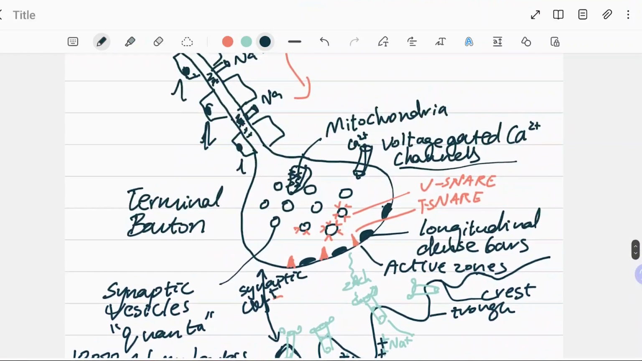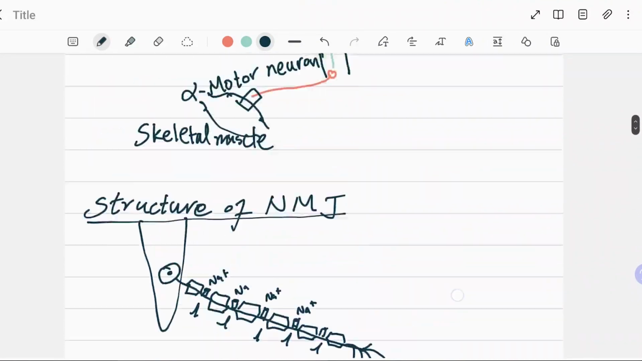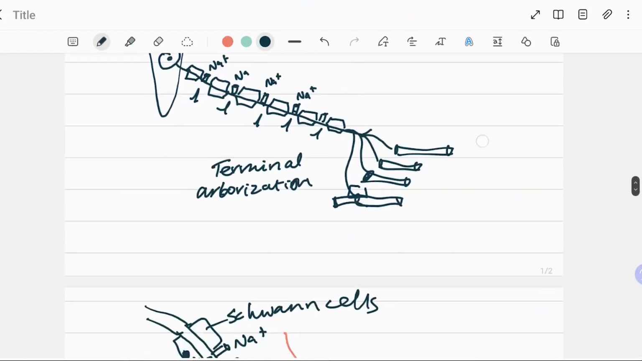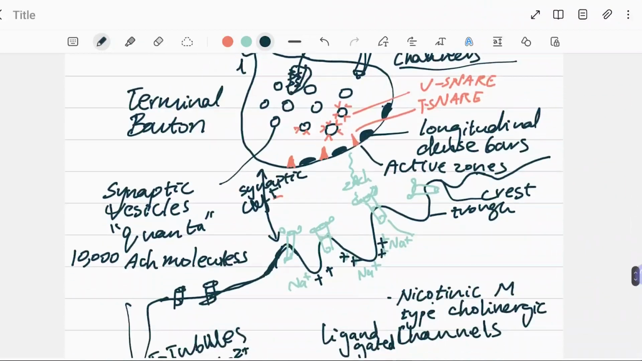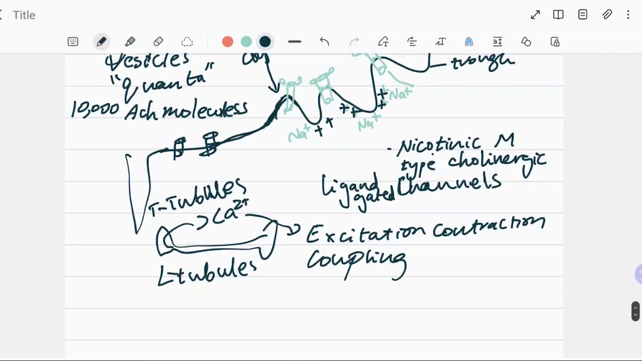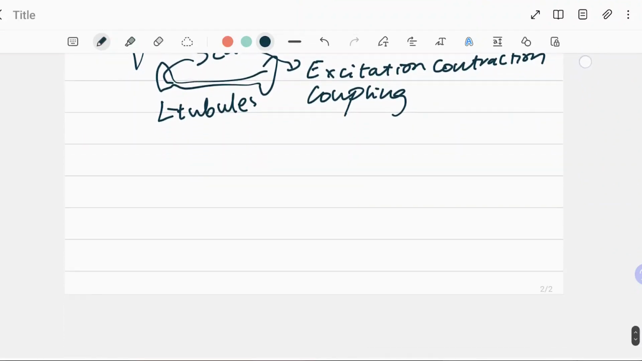So you need to understand the structure of the NMJ, neuromuscular junction, before we can talk about the sequence. Now I've already told you the sequence, but I'm going to again tell you about the sequence in a more organized and algorithmic fashion in just a minute.